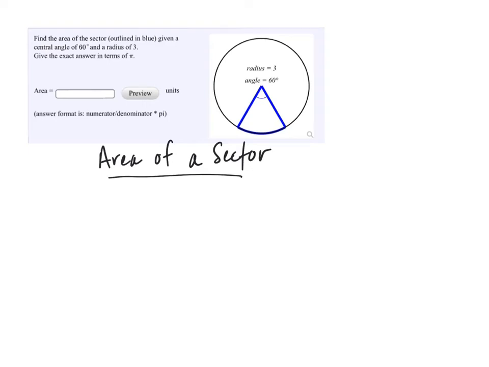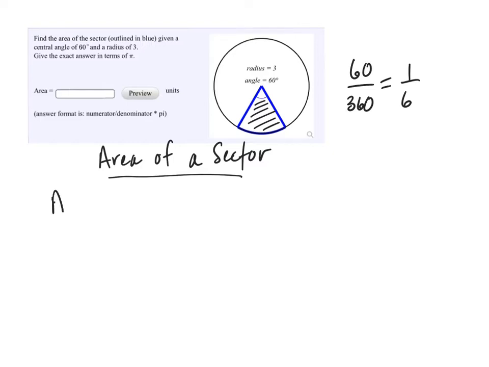Area of a sector. We did a little bit of this earlier in the book, and this is a review for us. Remember, the idea is that we're just taking a fraction of the circle. This sector here is a fraction of the circle. In fact, the fraction is 60/360ths. 60 over 360 reduces to 1/6. So we're talking about 1/6 the area of the circle.